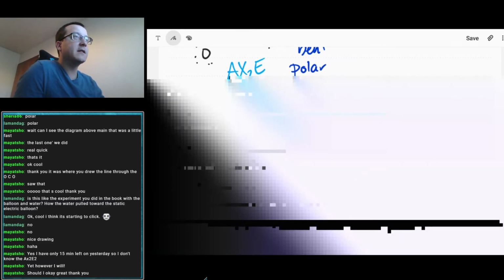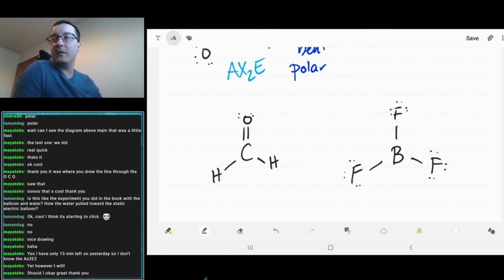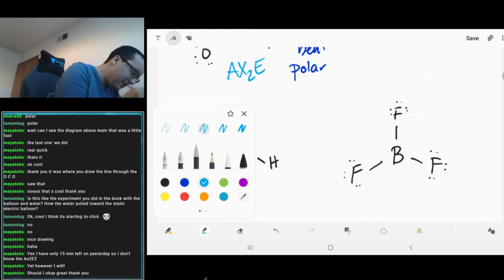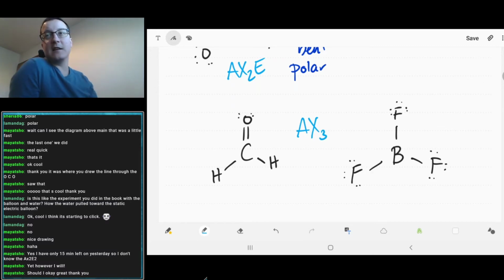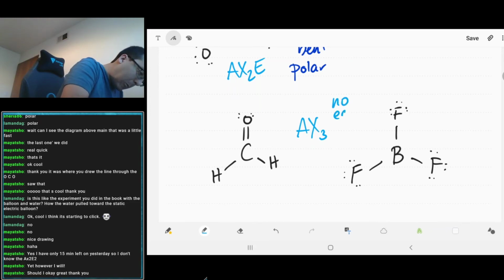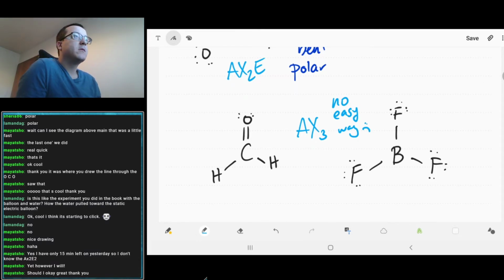Looking at these ones, let's see if we can identify if they are polar or nonpolar. What do we think about formaldehyde? Both of these, by the way, are AX3. AX3 does not tell us right away if it's polar or not. So we cannot immediately say polar or nonpolar.